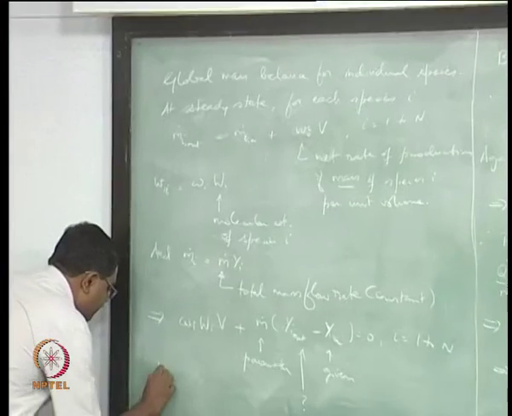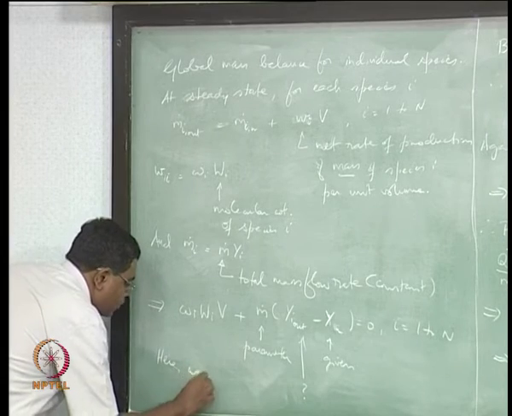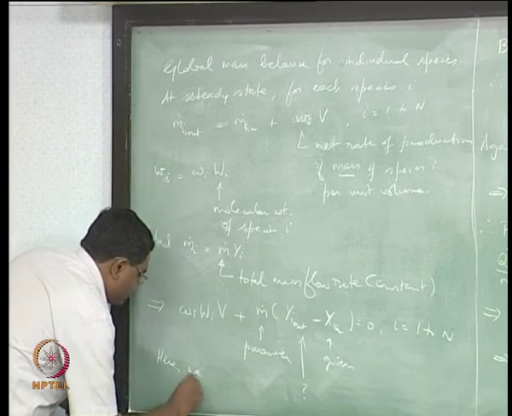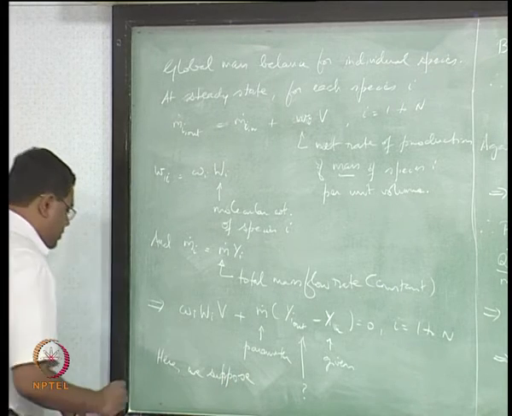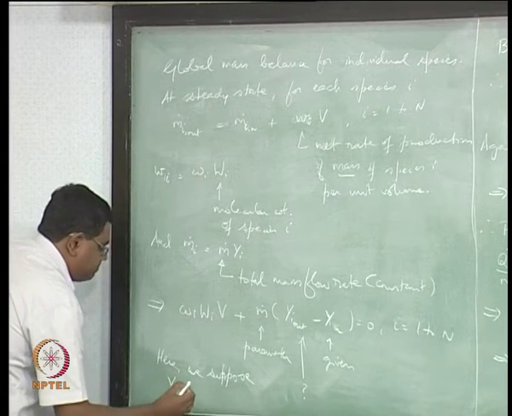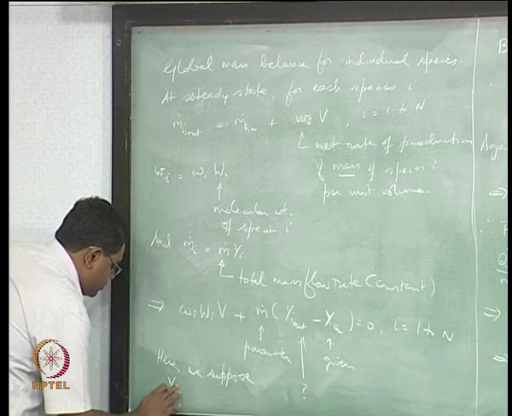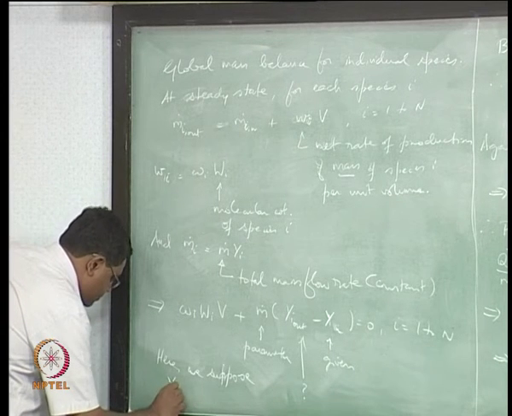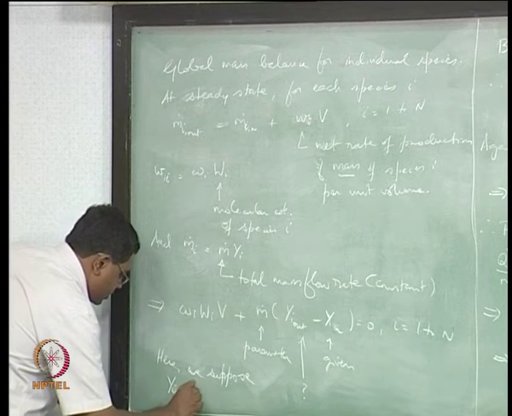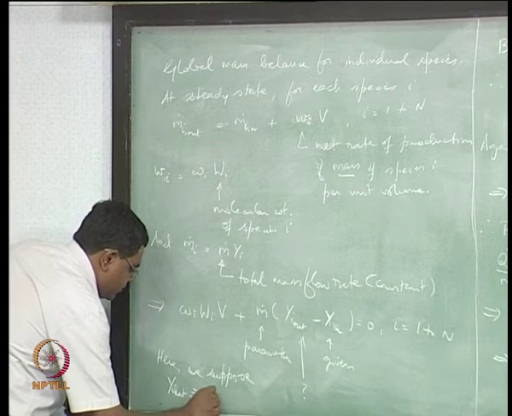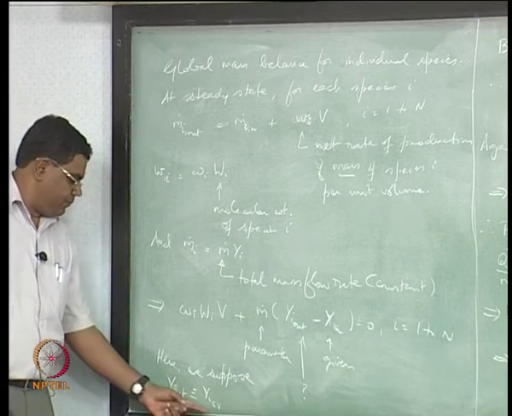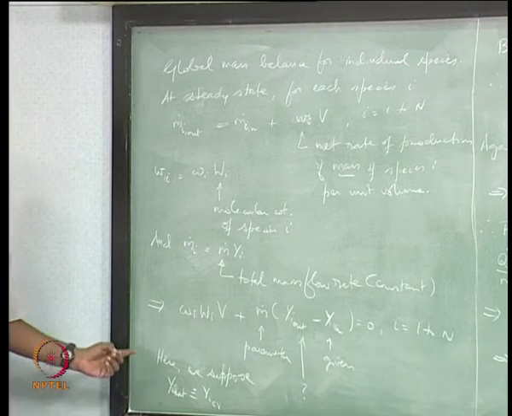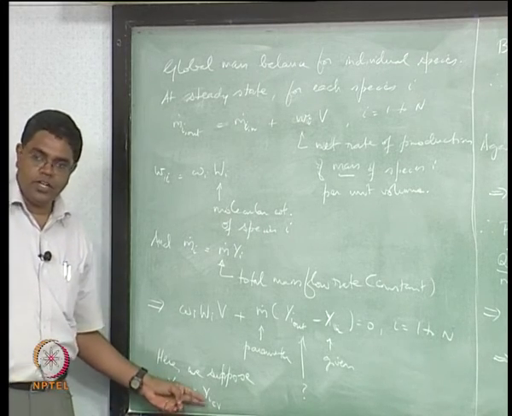So here we suppose, right, yi out is identically the same as yi cv, where yi cv stands for the composition in the control volume.